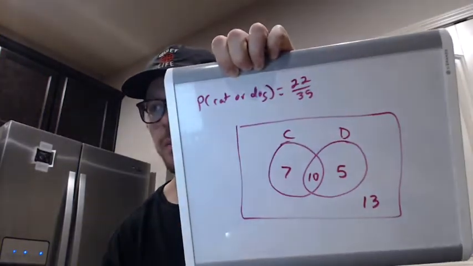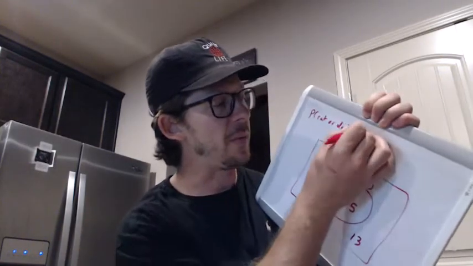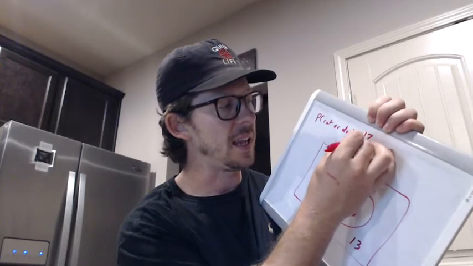That's your answer. Now, let's apply what we learned last week with the formula for or. Cat or dog, those are inclusive events because there are people that own cats and dogs. So remember how this works. The probability of a cat would be 17 out of 35.